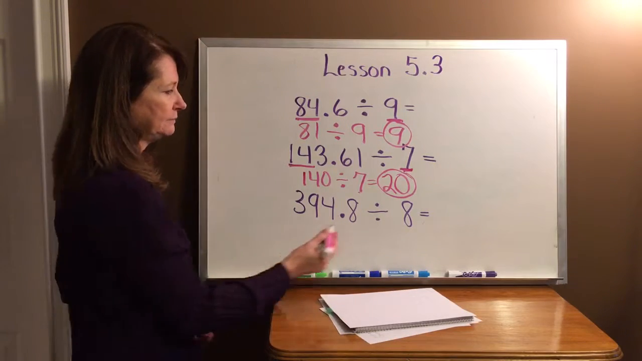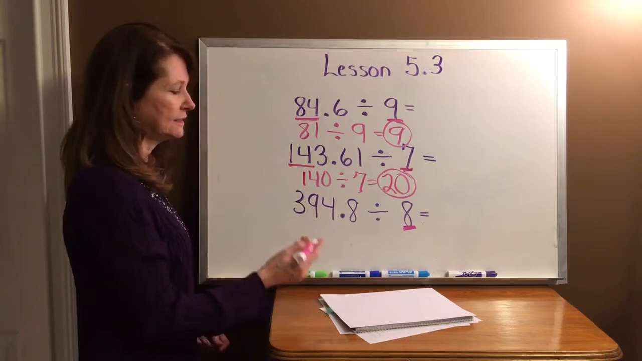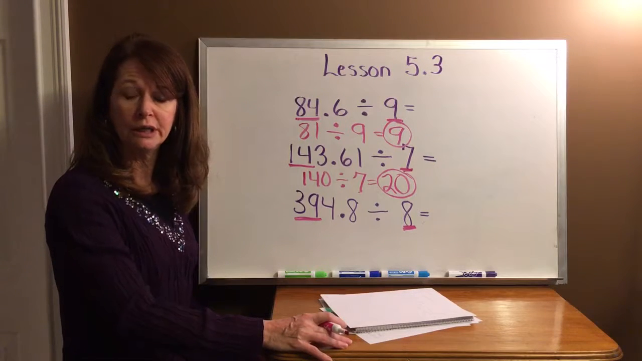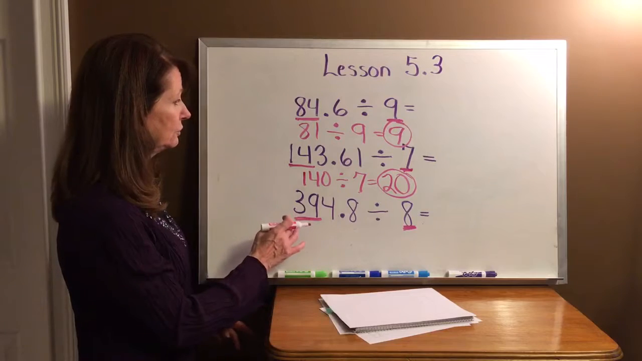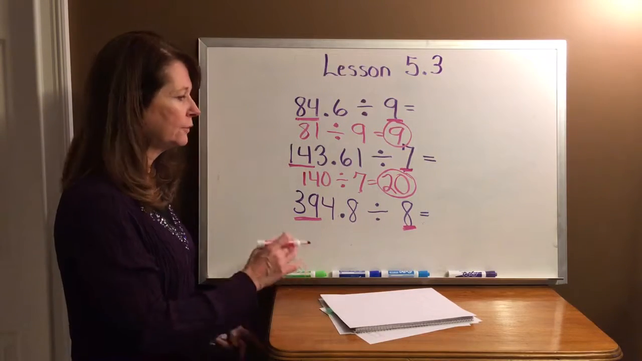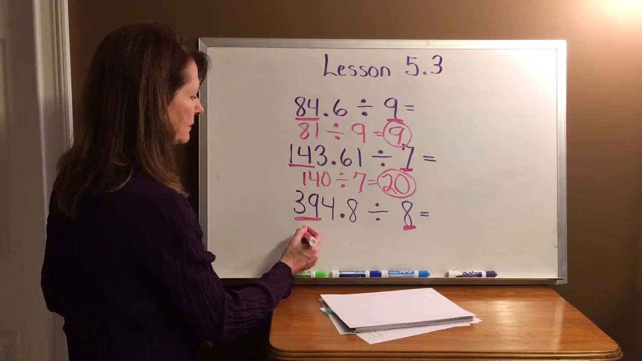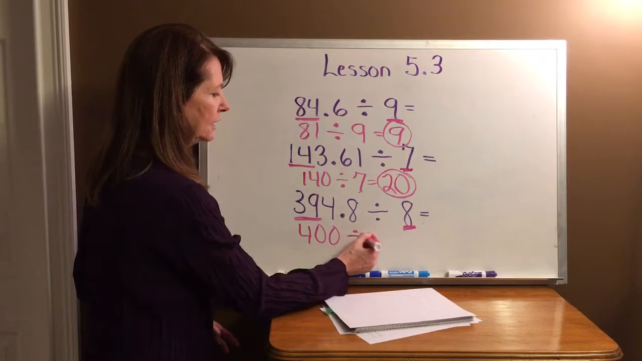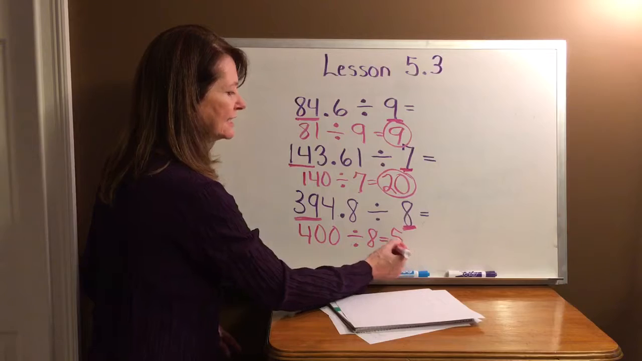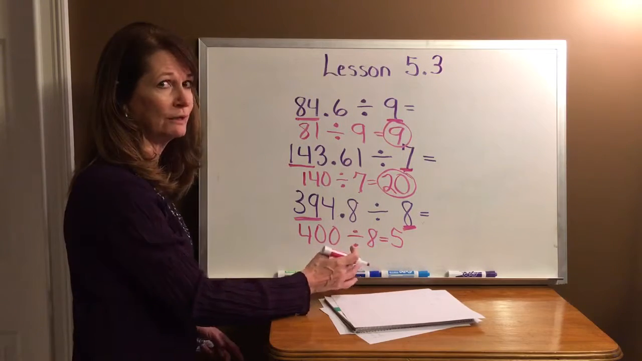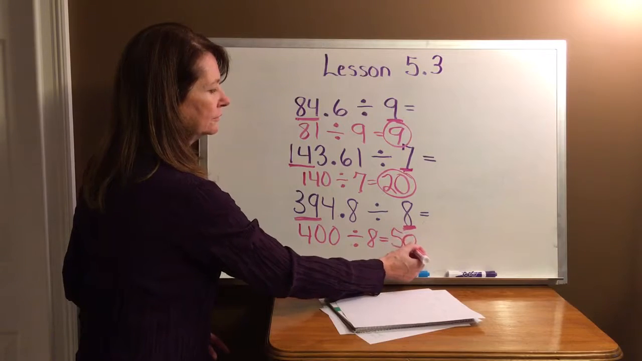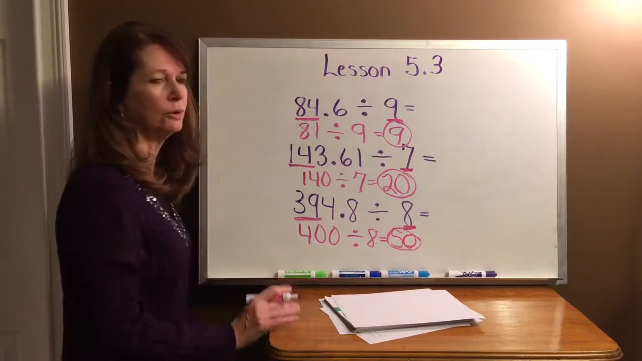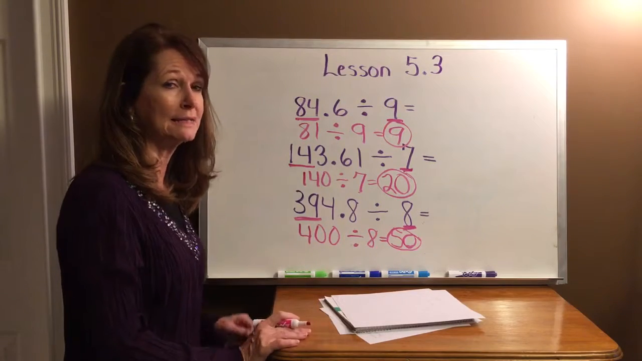All right, let's go ahead and look at this one. 8 times what is close to 39? 8 times 3 is 24. 8 times 4 is 32. 8 times 5 is 40. I'd probably go with 5, okay? So I'd probably say that this is 400 divided by 8 equals, and it's not really 5, right? Because 8 times 5 is only 40. Tack on that 0. All right. Now, my answer should be somewhere in the ballpark of the whole number 50. That's what estimating is all about.